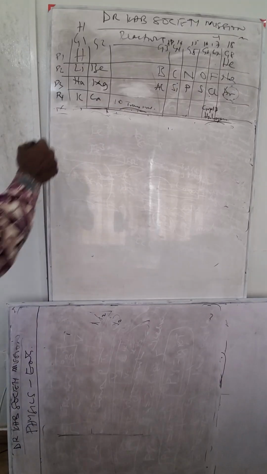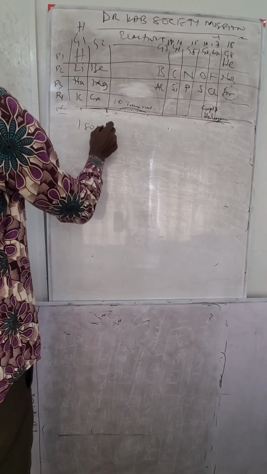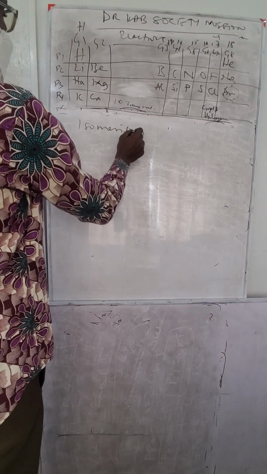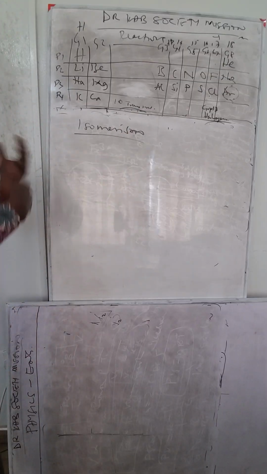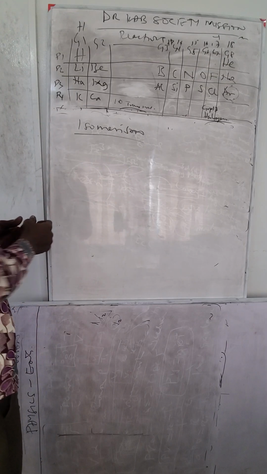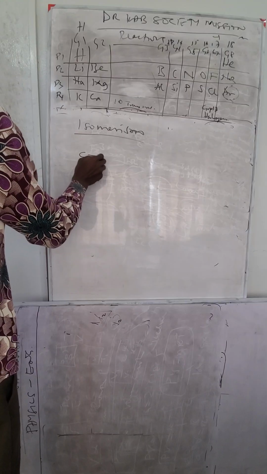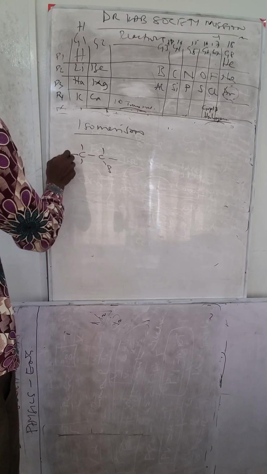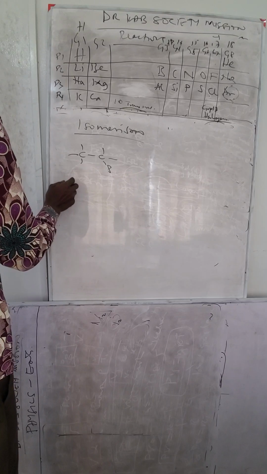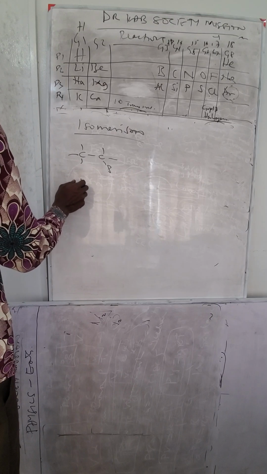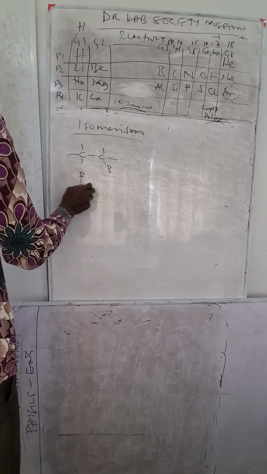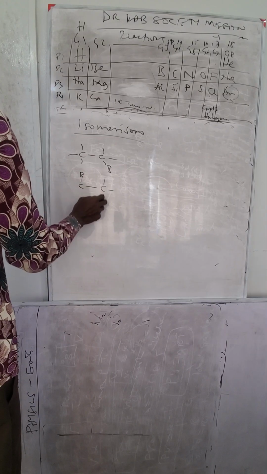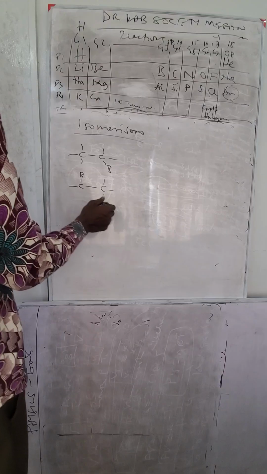What we call isomerism. Isomerism, okay? So when you talk about isomerism, it means having a variety of the same thing, okay? So let's say we have this. I can also write it like that. Okay, so these are isomers.